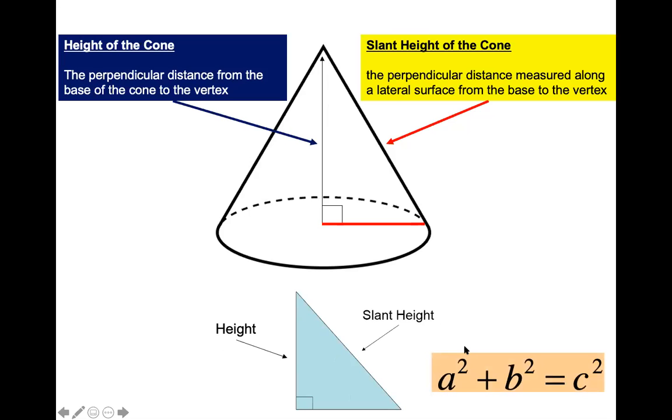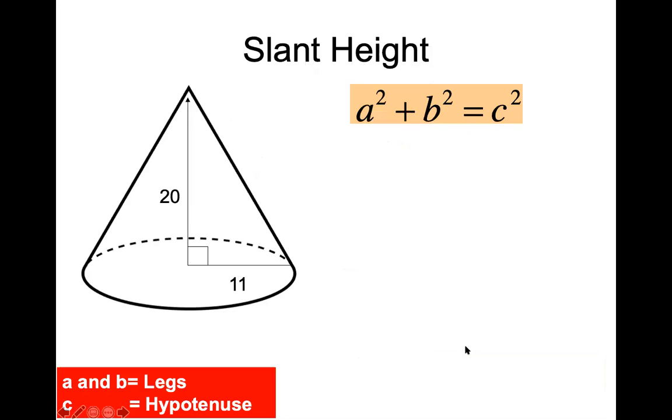Okay, so we're going to use the Pythagorean theorem to do these problems. This is what one would look like. I will give you either the height or the slant height, and I might give you the radius. I could also give you the diameter. If I give you the diameter, remember, this particular measurement would be half of the diameter. Remember, diameters go all the way across.